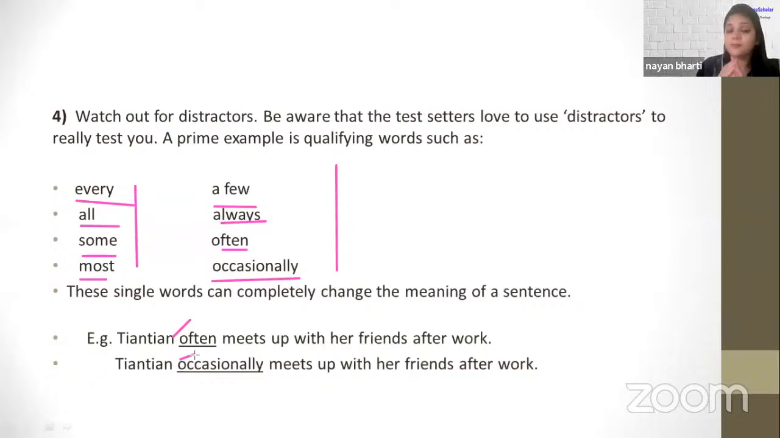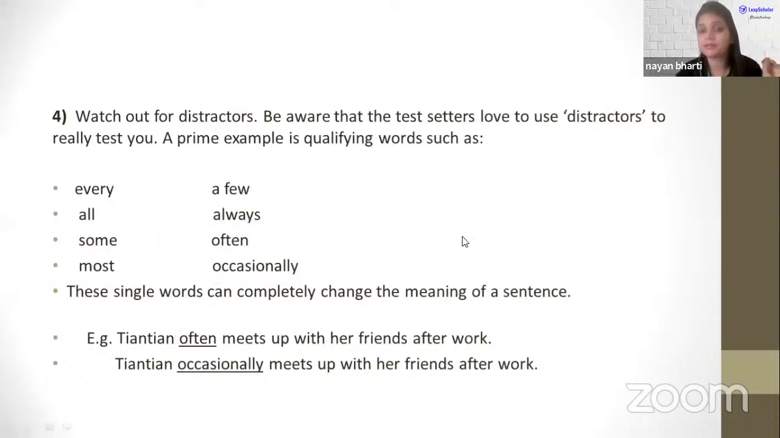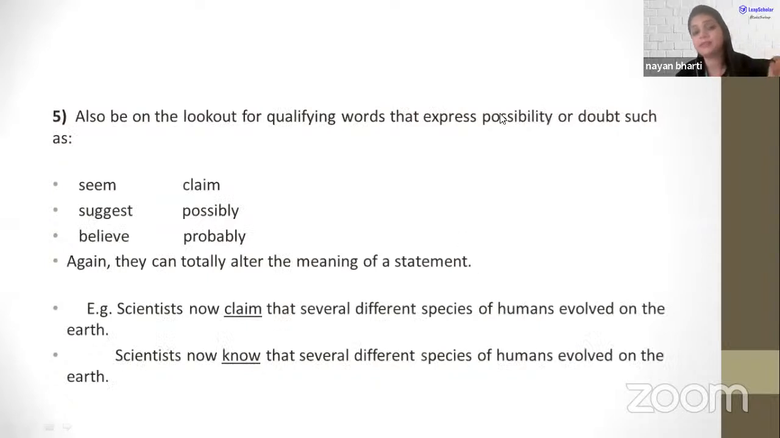Be aware of the meaning of each and every word. Generally what happens, we don't focus on these words and we see, okay, meets up with the friend after work, meets up, and we will give it as true. Watch out for the distractor. There will be some distractor for sure. So first and foremost thing is read the instructions carefully. No need to read the entire passage. Watch out for the distractors. A distractor can completely change the meaning.